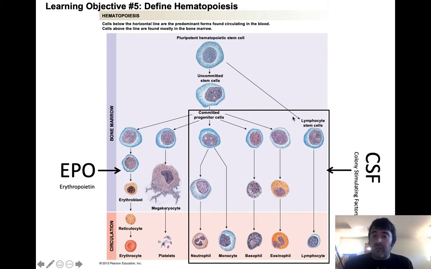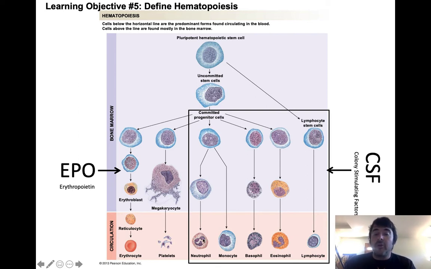Colony stimulating factors, there's a specific one for every type of white blood cell, but ultimately the presence of colony stimulating factors will tell these stem cells to turn into white blood cells. And each one has a different CSF. You don't have to know it. So you have these colony stimulating factors that ultimately tell these stem cells to become white blood cells. Colony stimulating factors are released by white blood cells.